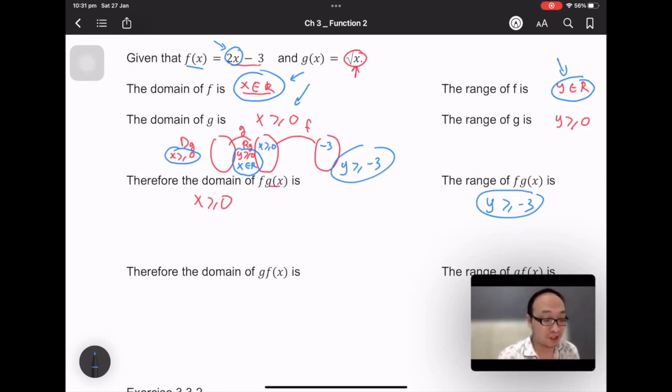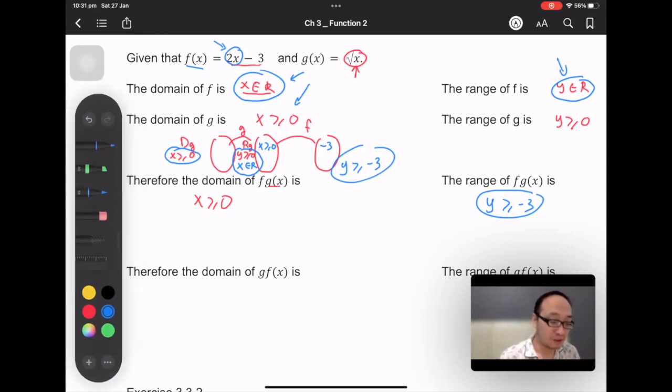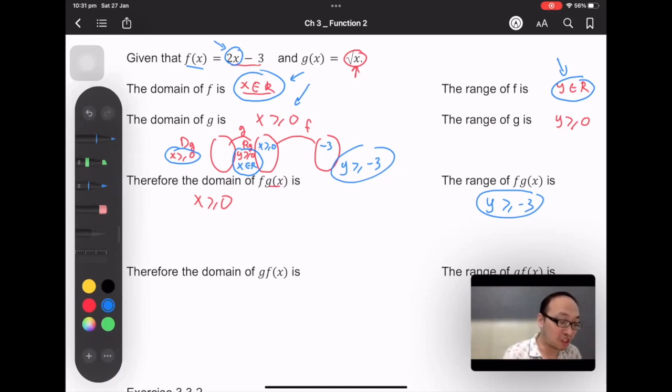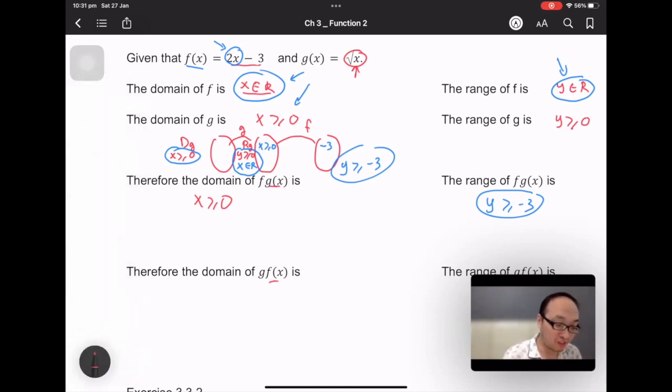So in this example, you see that we have to consider the middle part, where the range of g fits with the domain of f. That's for fg. Now, how about gf? That means we start with f, so this is f, and then continue with g.